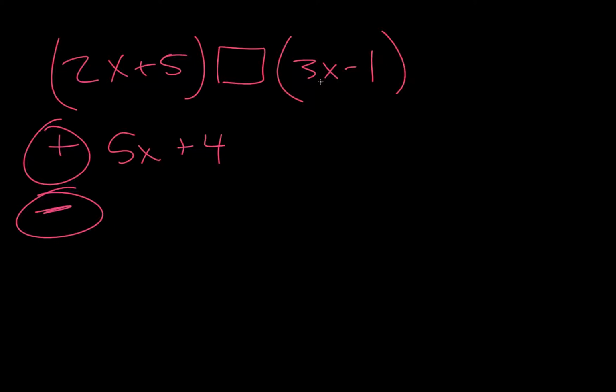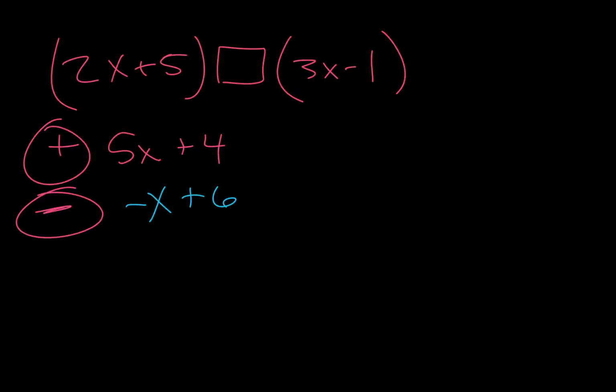Subtraction, we want to change the signs on just the second part. So subtraction, this is now addition. So 2x, negative 3 would just be negative x, and then 5 and positive 1 would be 6. So I'm going to get rid of these now.